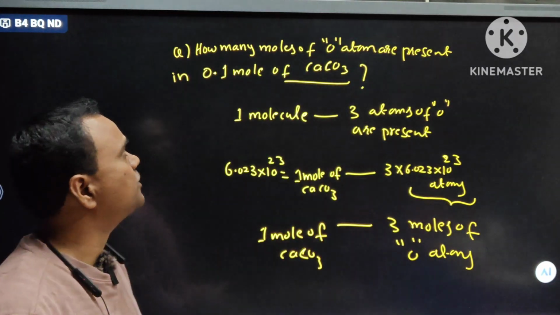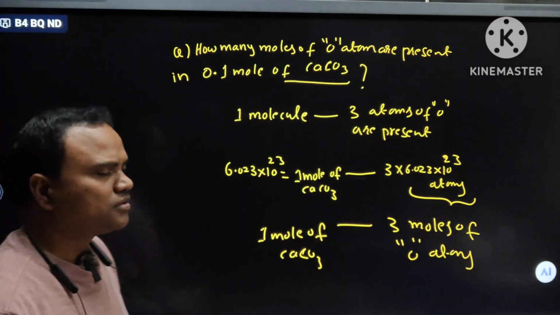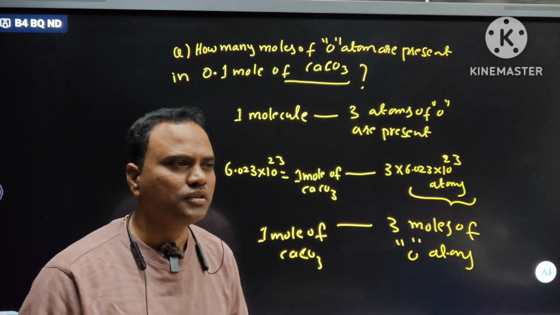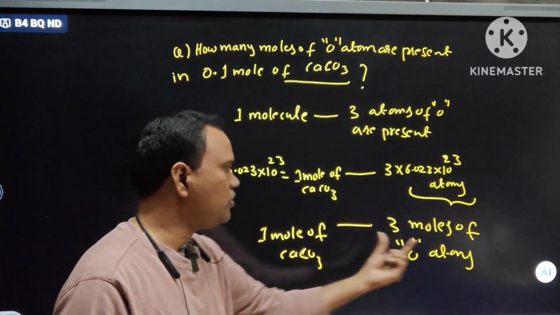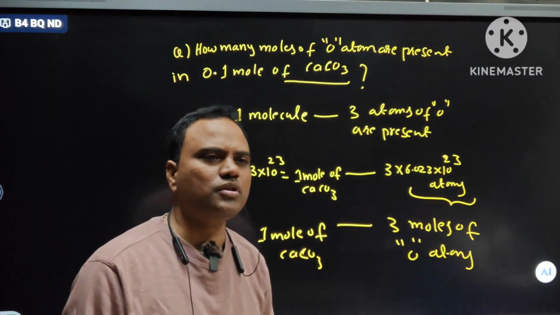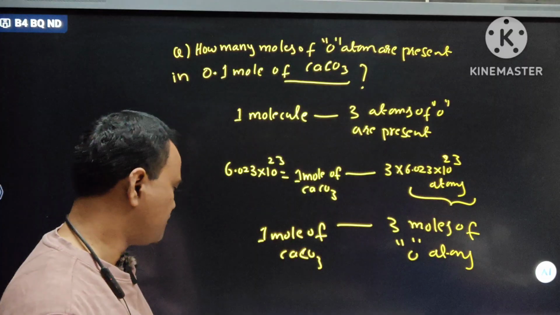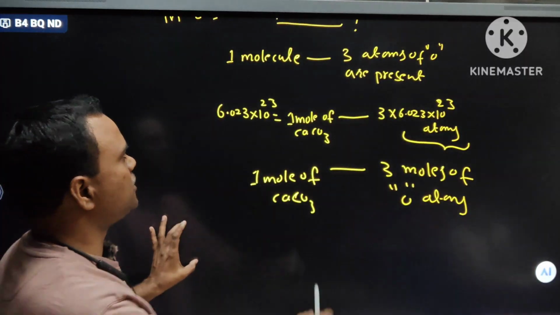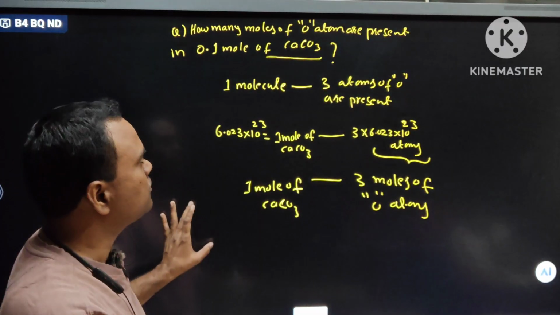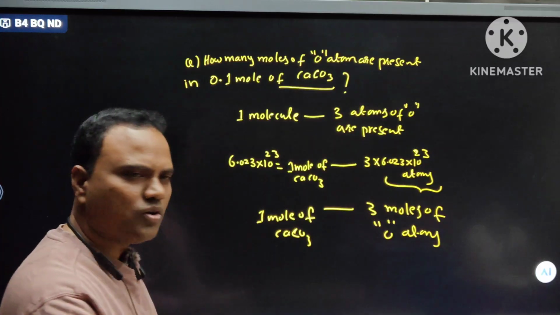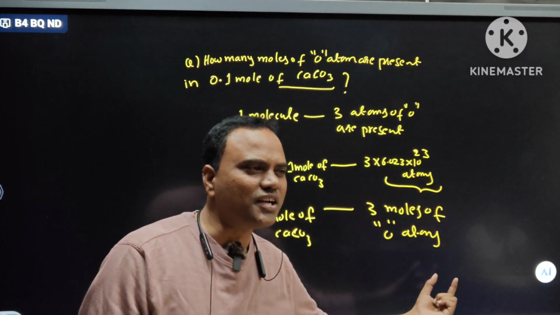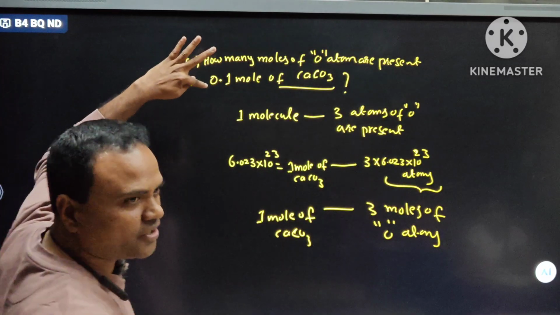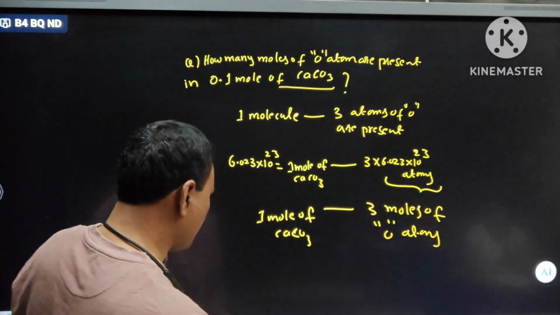3 moles of oxygen atoms. What is the question? 0.1 mole of CaCO3. Over na? For 1 mole, these many. For 0.1, do cross multiplication. Now coming to the question. This is generalized relation. Clear? Note down this. Okay, now coming to the question. 1 mole contains 3 moles of oxygen atoms. But in the question, how many moles are given to you? 0.1. Then do cross multiplication.